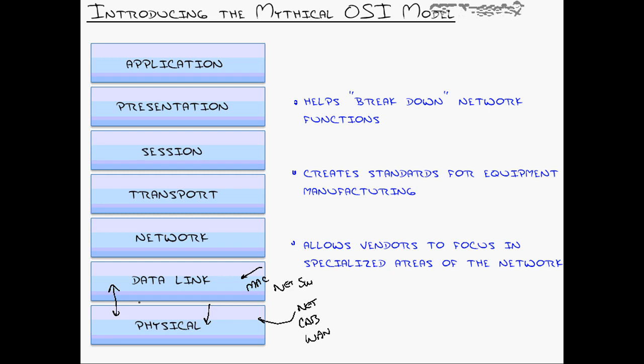In the same way, we have all of these standards. Like, there's certain physical standards you've got to adhere to in order for the data link layer to connect into that. And the data link layer has to have certain standards in order for the network layer to tie into that. It guarantees that all these manufacturers are building stuff that works the same way.